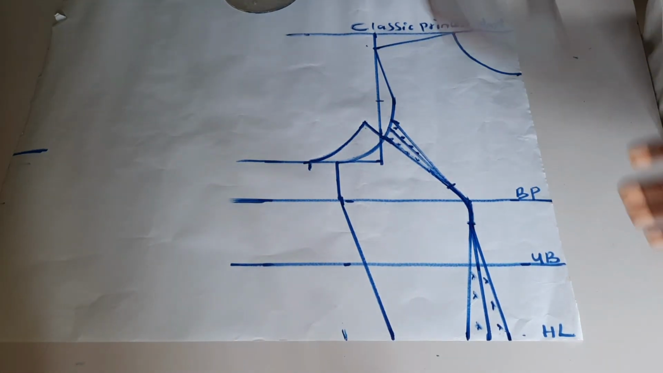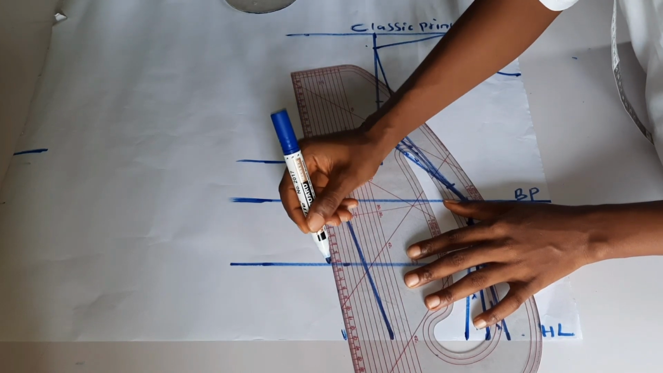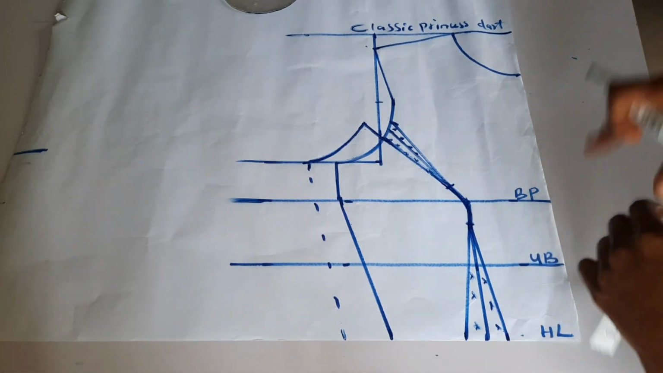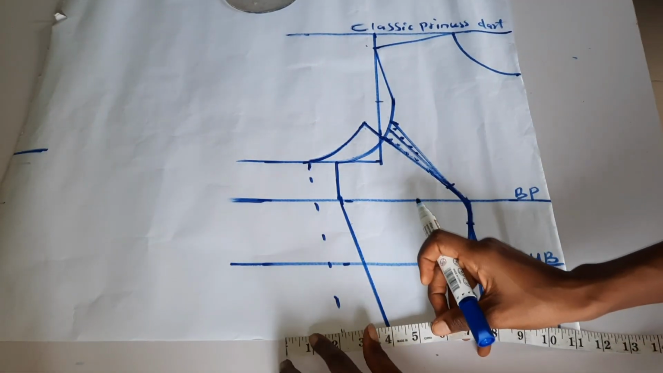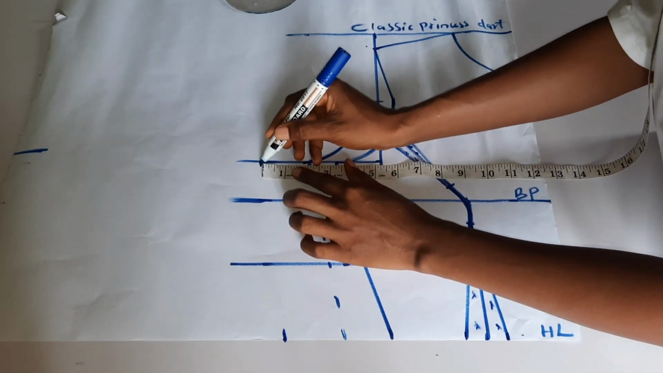I'll bring in my ruler. I'm just going to draw a broken line here so that there's no confusion. Okay, so this is the replacement that we've done. Then we'll go ahead and add our actual measurement. I'm using 2 inches allowance.